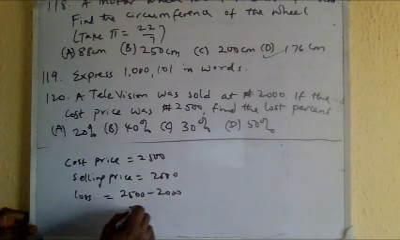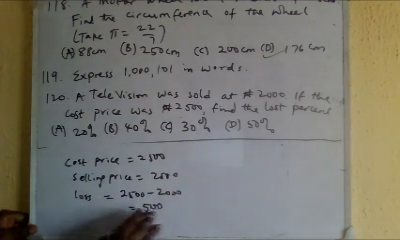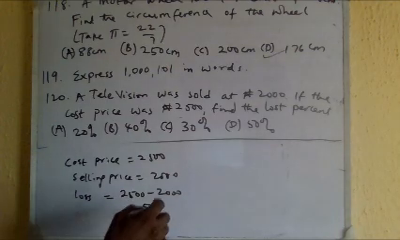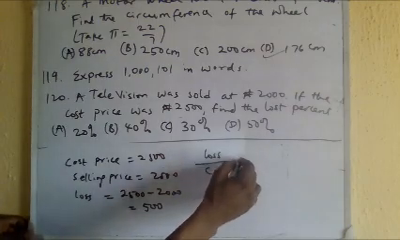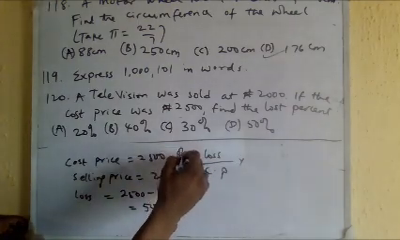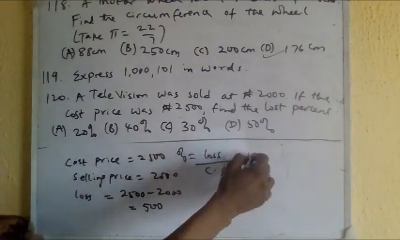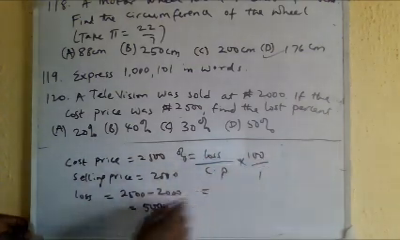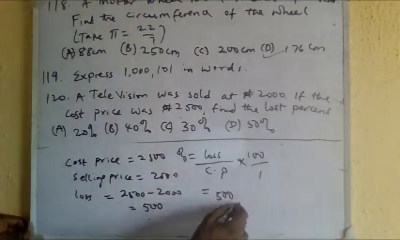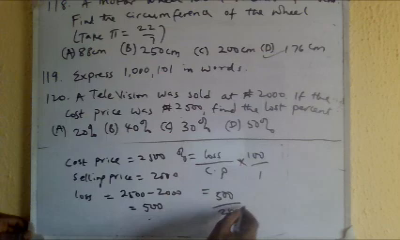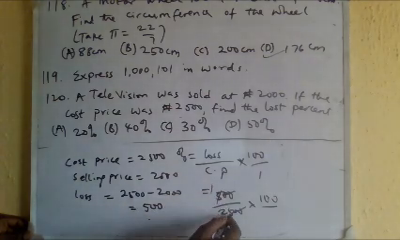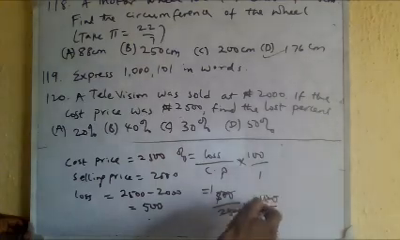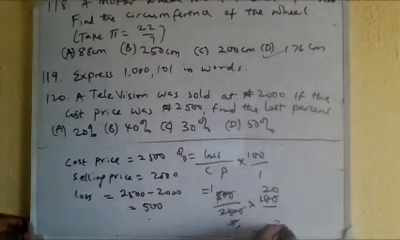So this is the loss. Percentage loss now is the loss over cost price, times 100 over 1. So loss is given as 500, cost price is given as 2,500, times 100. So these two will go with these two. 1 here 5, 1 here 5, 5 here 1, 5 here 20. So percentage loss is 20%. That's number A.